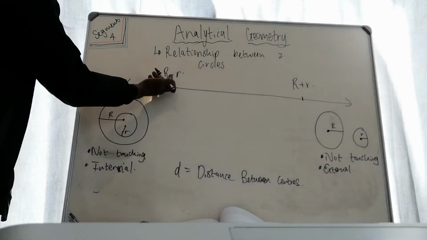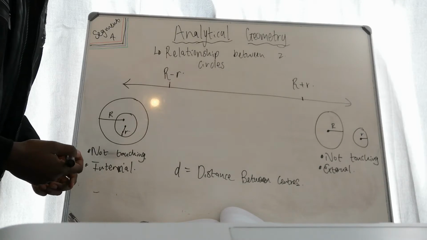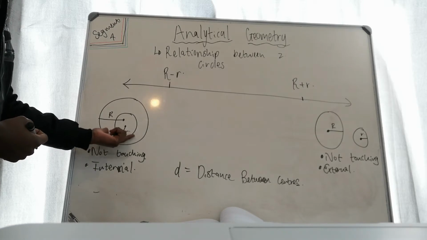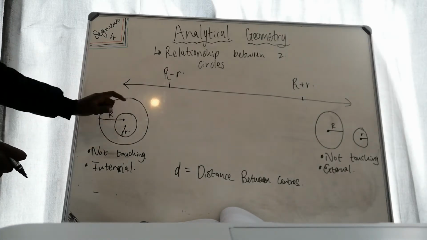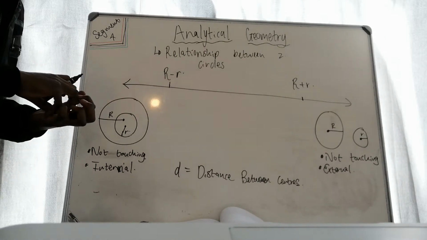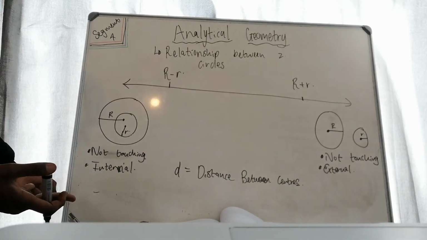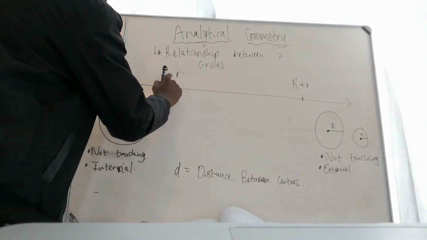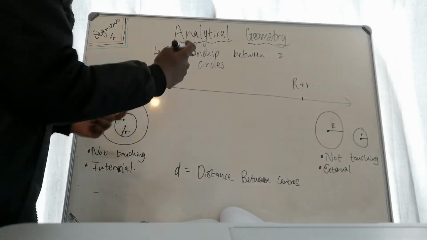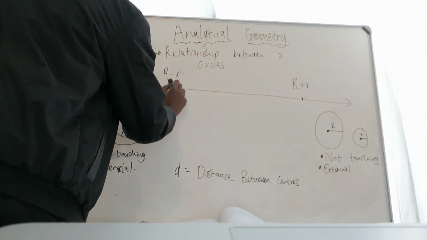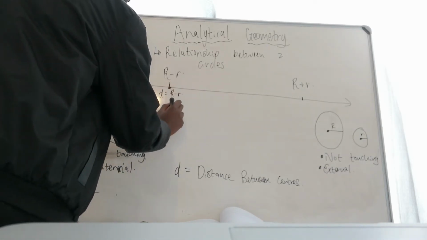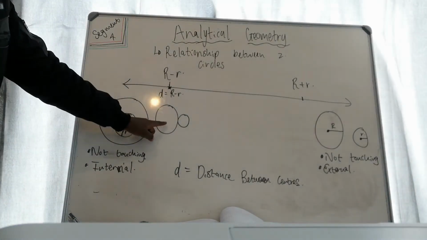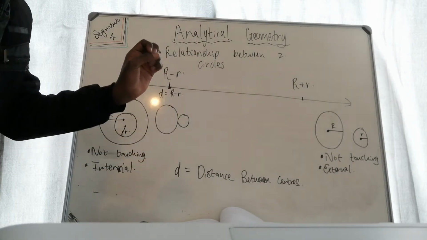If the D value is less than the big R minus the small r, if it's less than that, then it means that these circles look like this. That means you have the big circle, and inside that you have a smaller circle, but they're still not touching. And then what happens at this point here? So at the point where R minus r is the same as the D value, if the D value is equal to R minus r, then these circles look like this. So they touch, but they only touch once.